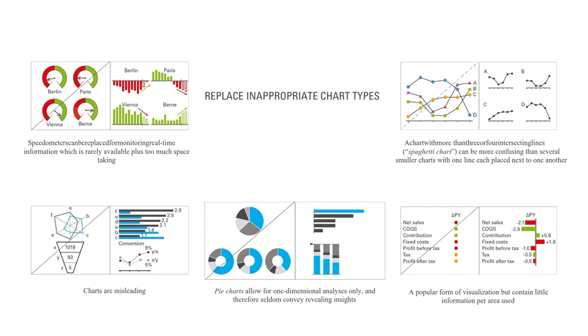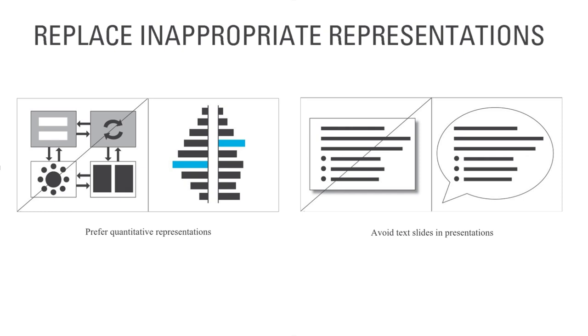The question to ask about any chart is, does this convey the message more clearly than the alternatives? If not, choose differently. Replace inappropriate representations. Prefer quantitative representations over text slides in presentations. The principle here is whenever your data has measurable values, amounts, proportions, rankings, variances, use a quantitative representation. A presentation slide should support what you are saying, not reproduce it in written form. If the slide contains everything you intend to say, the audience will read the slide and stop listening to you.